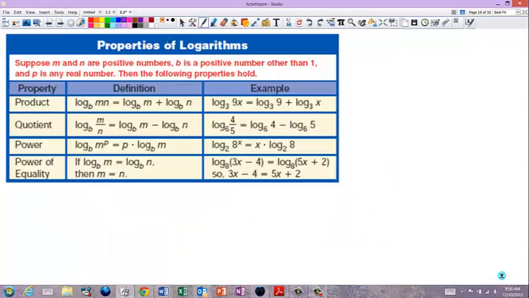Now we're going to look at some properties of logs. You should have done this last year, but if you remember it, great. If you don't, I'm going to go over it again.